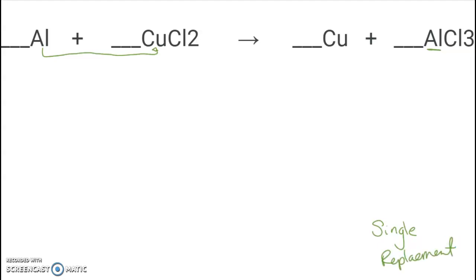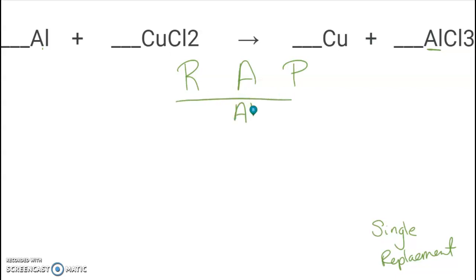So if we were to make our RAP chart for this one, you have your reactants, your atoms, and your products. Our atoms are aluminum, copper, and chlorine. We have 1 aluminum on our reactants and 1 aluminum on our products. If there's no number next to it, that indicates a 1. We have 1 copper on our reactants, 1 copper on our products. So everything looks balanced so far.